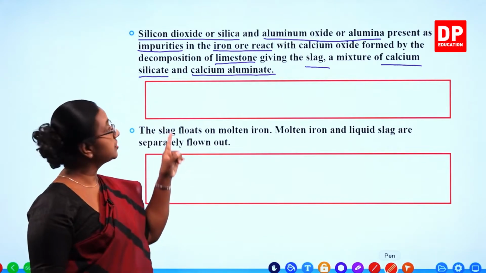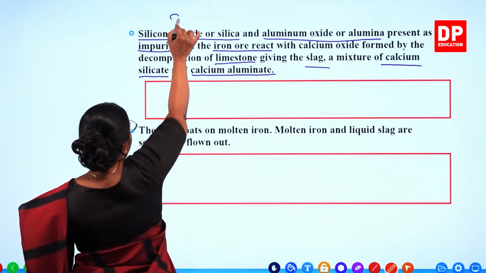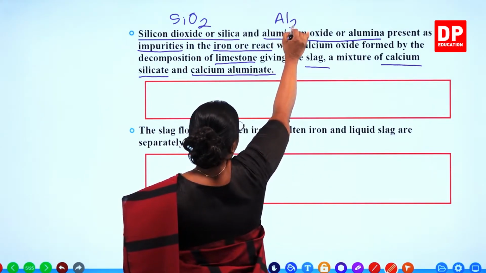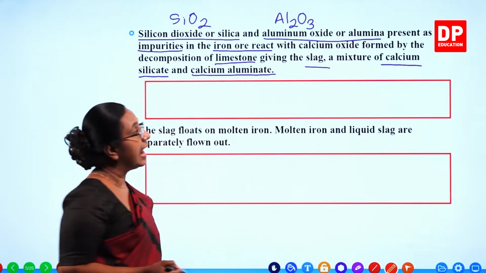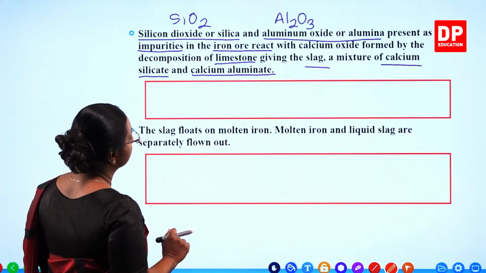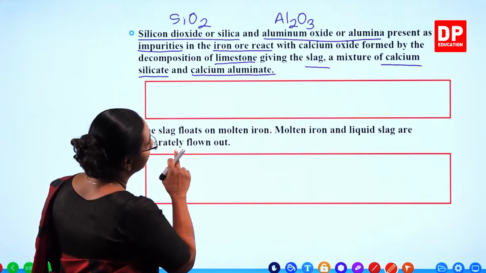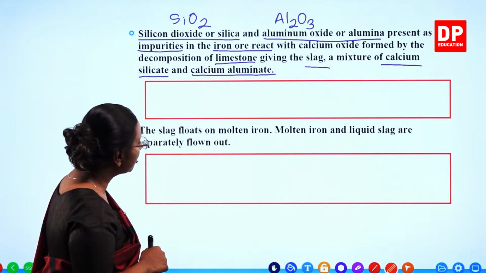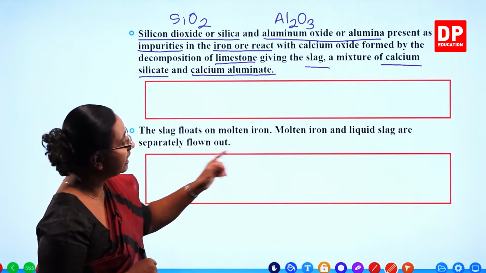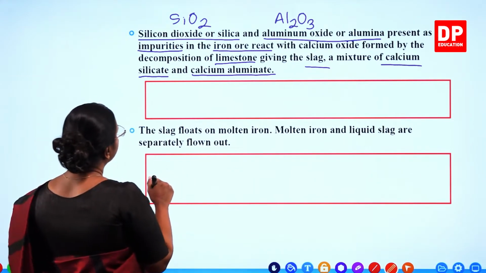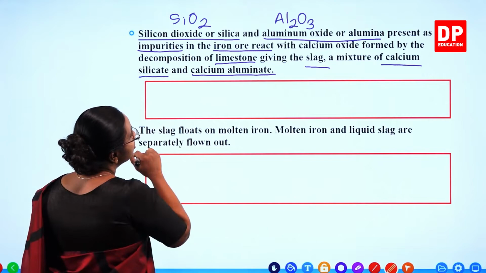Silicon dioxide or silica, that is SiO2. Then we have aluminium oxide, Al2O3, that is also known as alumina. So those are the two reactions that take place here. So what happens? There you can see they give a mixture of calcium silicate and calcium aluminate. So there you can see the slag actually floats on molten iron, and molten iron and liquid slag are separately flown out. So here if we write down the reactions, again if I show you all.